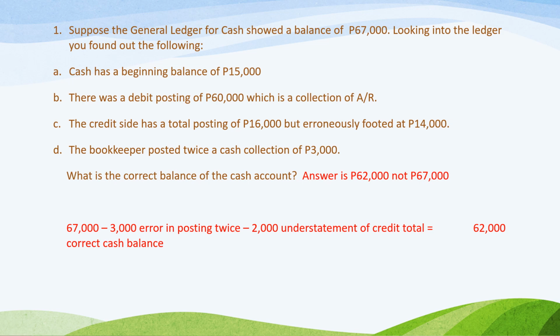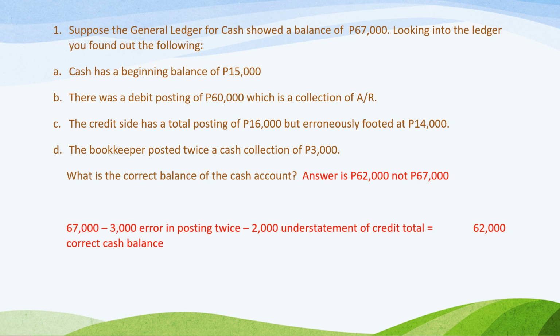So to correct the cash balance of the account, the general ledger showed 67,000. In A, B, C, and D, you have to correct the error in posting a cash collection of 3,000 twice. By debiting it twice, to correct it, you have to deduct it. So place 3,000 in the credit side. That's why we deduct 3,000 here.